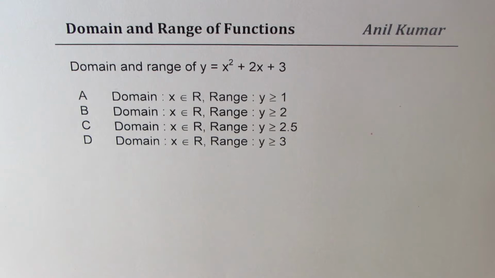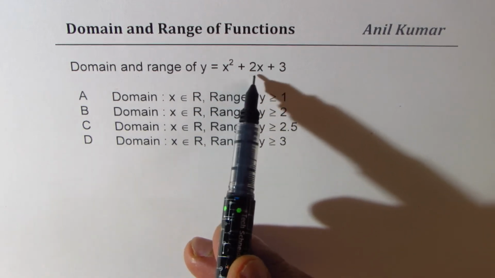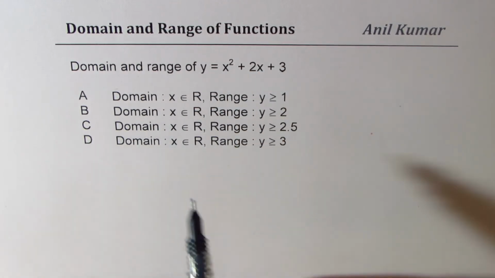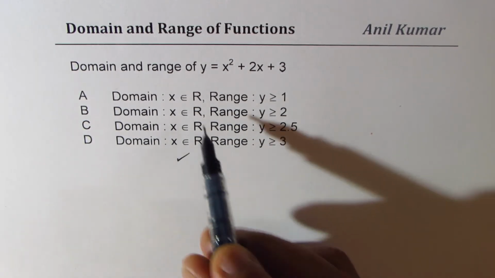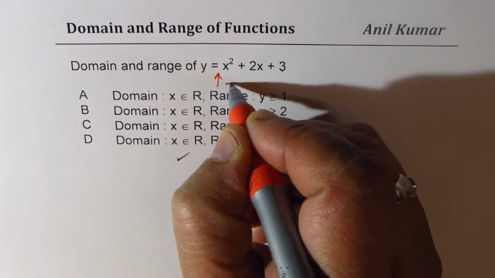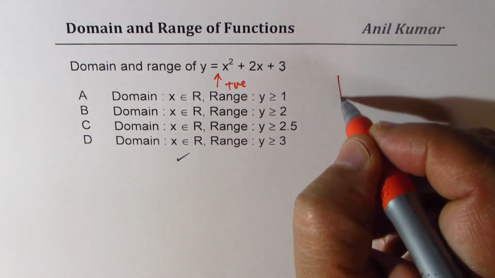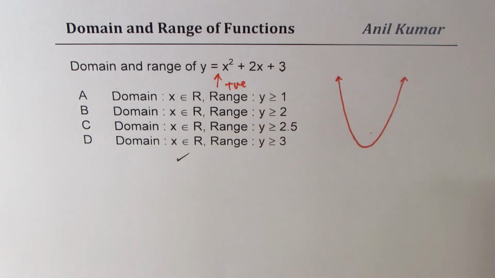Now we have another question which is very much related. Find the domain and range of y equals x squared plus 2x plus 3. Again, options are given. Range you need to figure out. Domain is all real numbers, since it's a quadratic function. And since the leading coefficient is positive, this graph opens upwards. We need to figure out what the vertex is.